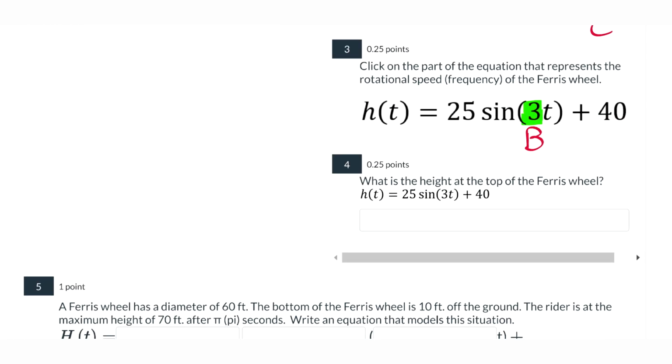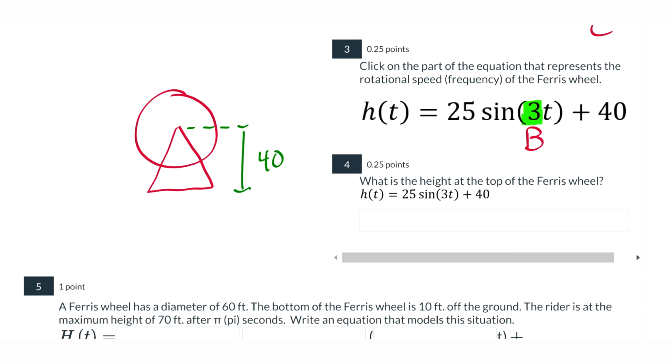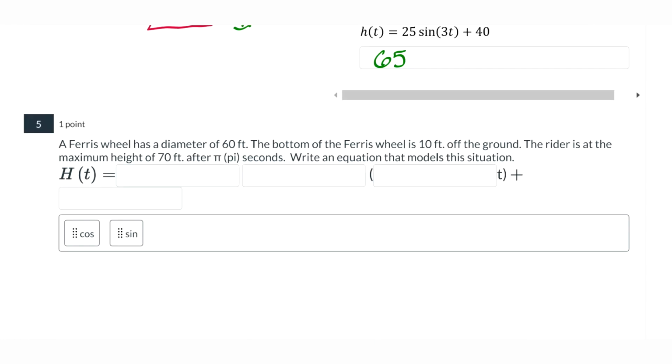And then number 4 wanted us to figure out what's the height at the top of the Ferris wheel. Well, recall, I'll draw a Ferris wheel over here to the side. If the height from the center to the ground is 40 feet, and the radius of the Ferris wheel is 25 feet, the answer to this question would be 40 plus 25, which would be 65 feet. Number 5 wants us to do some modeling here.